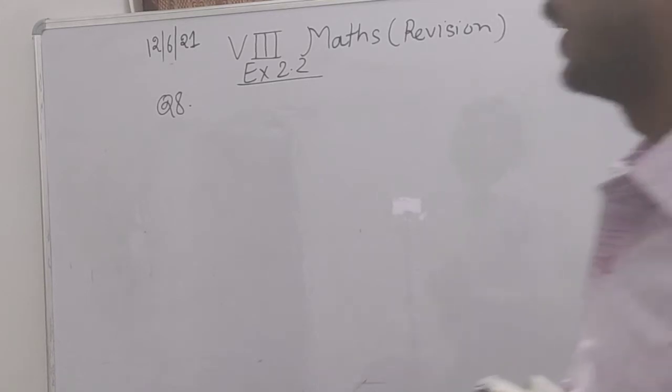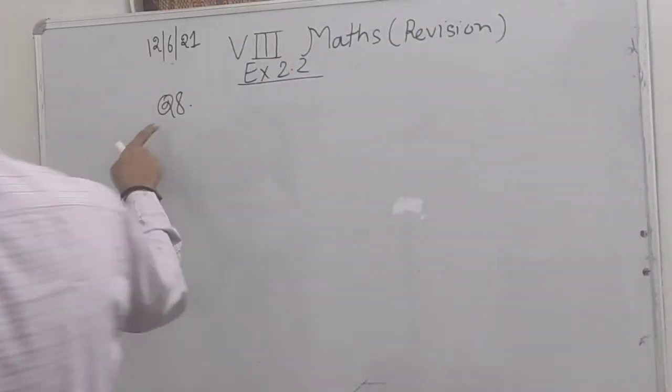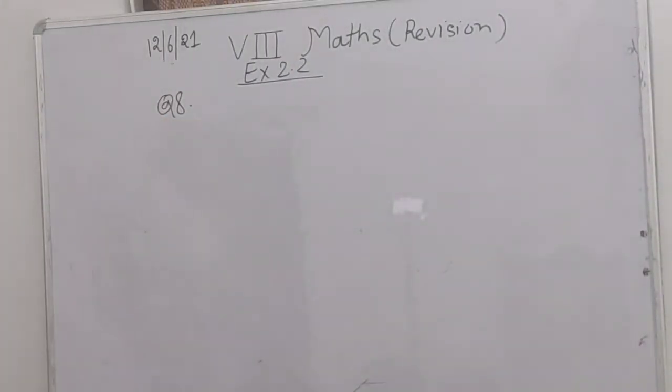In continuation of that, we will start the word problem question number 8. What is question number 8? Three consecutive integers are such that when they are taken in increasing order and multiplied by 2, 3 and 4 respectively, they add up to 74. Find these numbers. Here it is written three consecutive integers.